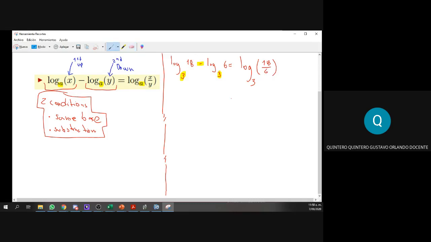And this is something that we know. This is the logarithm base 3 of 3, right? 18 divided by 6. That's 3. And we all know the answer to this one, right? Huh? Did you see?